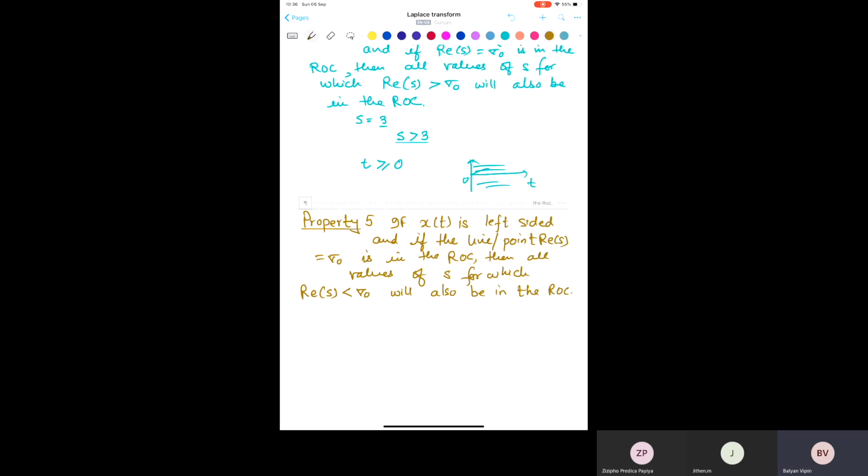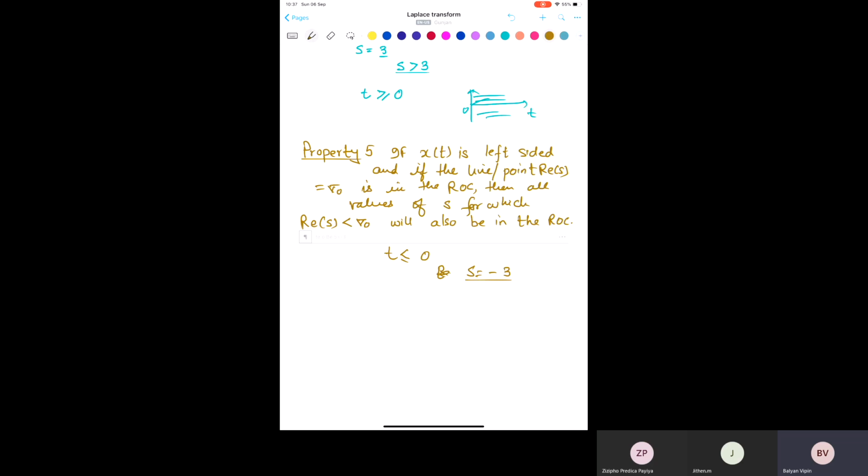What that means here is that if x(t) is a left-sided signal, meaning the signal exists for t less than or equal to 0, then if s equals -2 is in the ROC, then all the values of s less than that, such as -3, -3.2, -3.02, will also be in the ROC.